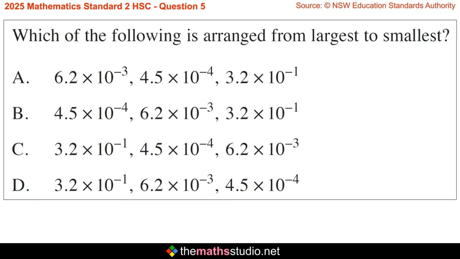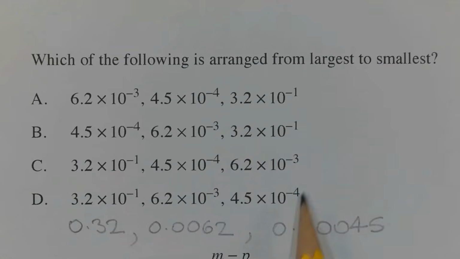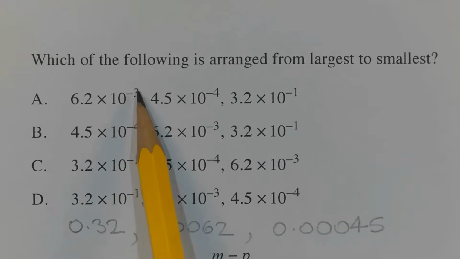Question 5. Which of the following is arranged from largest to smallest? These values are in scientific notation or standard form. To arrange them from largest to smallest, consider the powers of base 10 and in particular the indices of the base 10. And we want those indices to be arranged from largest to smallest.